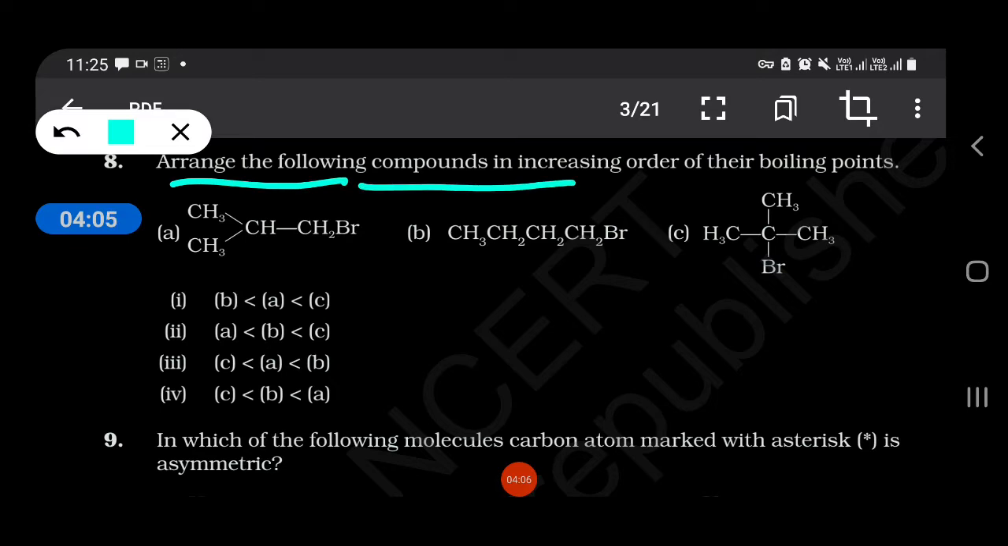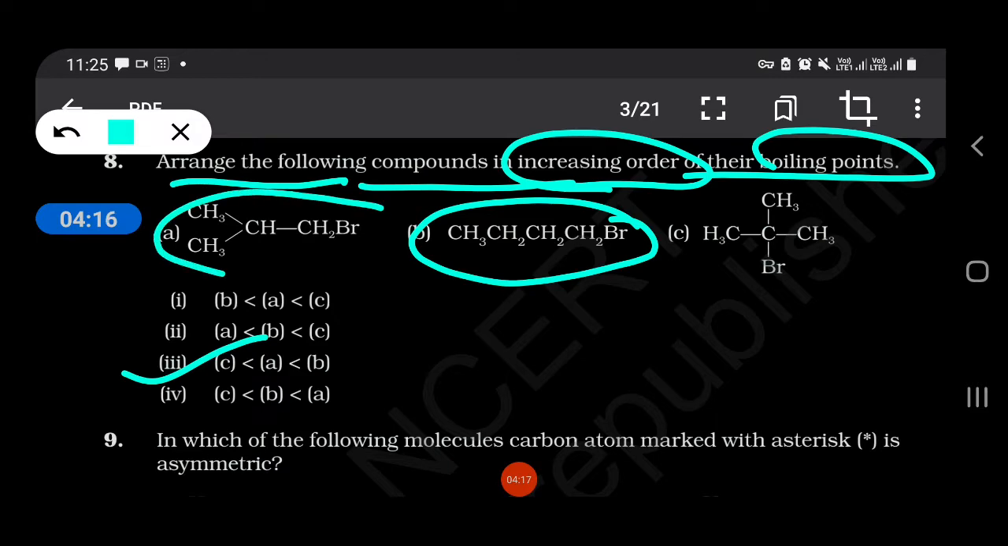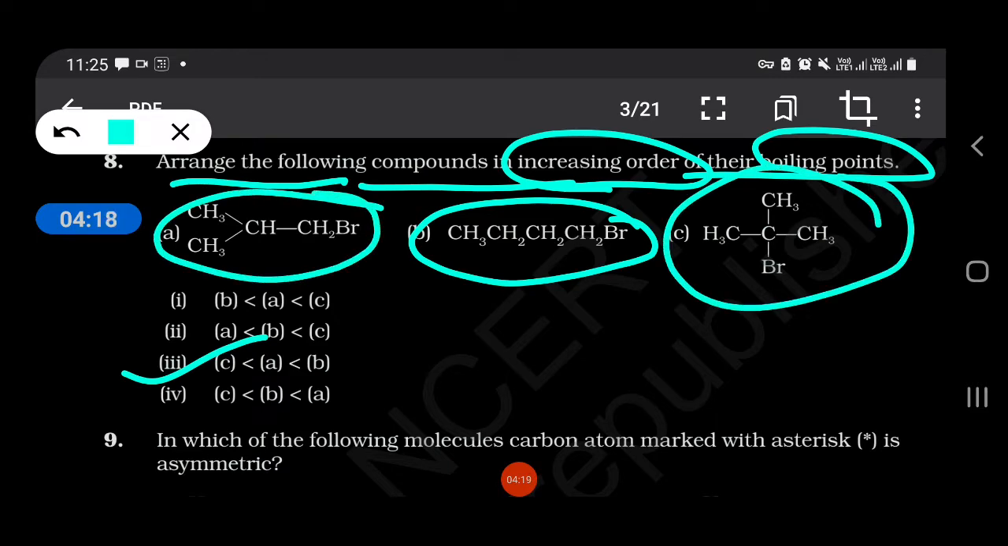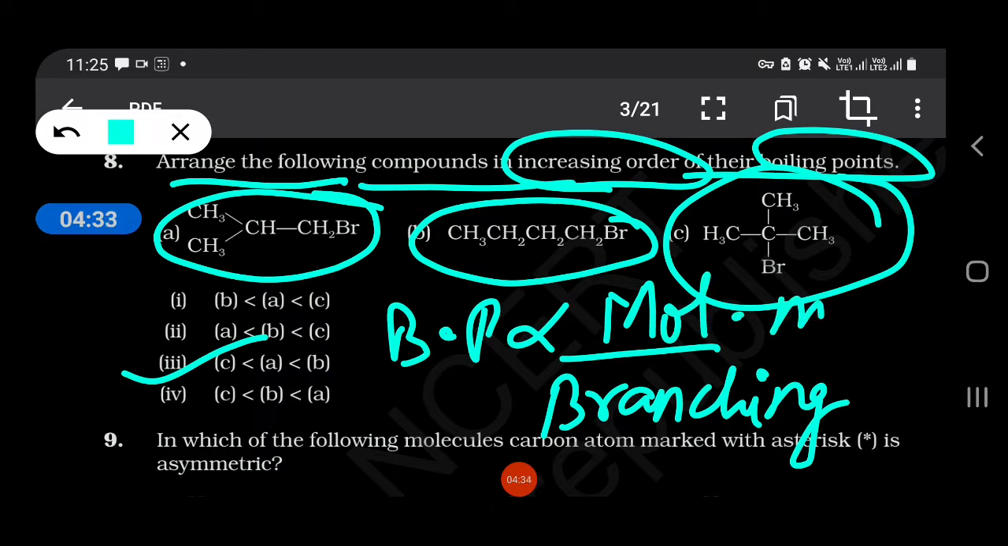Arrange the following compounds in increasing order of their boiling points. So our answer is this one. B and then A and then C, because boiling point is inversely proportional to branching. Okay. And directly proportional to molecular mass or weight.